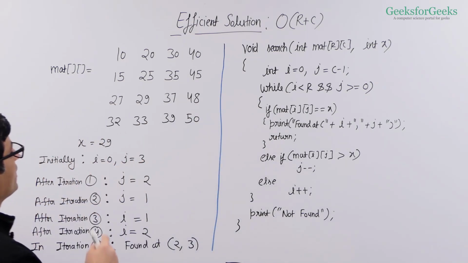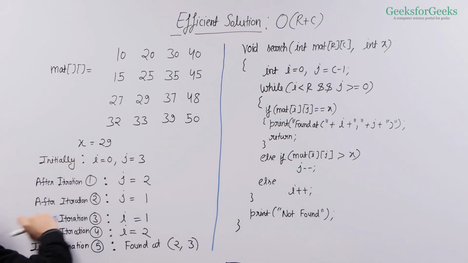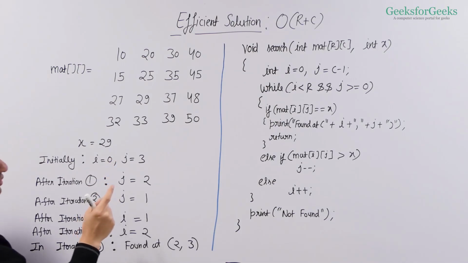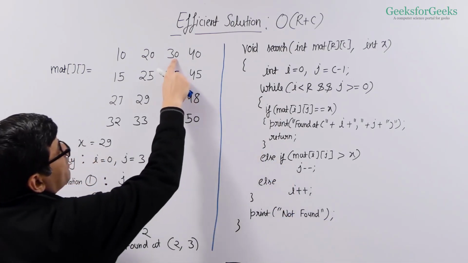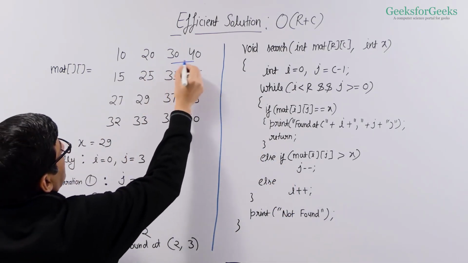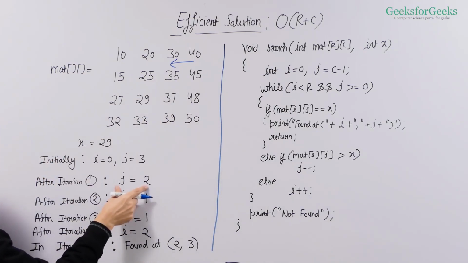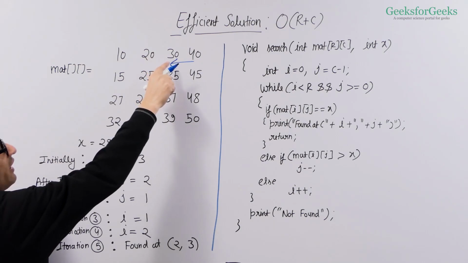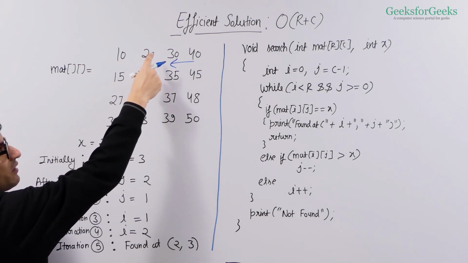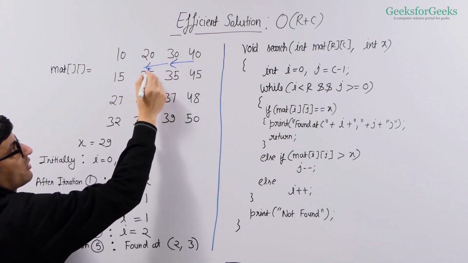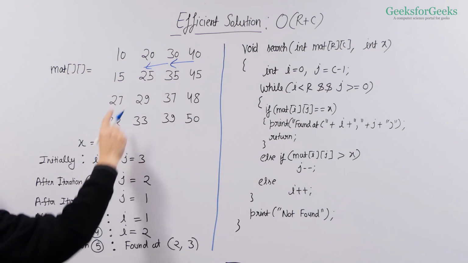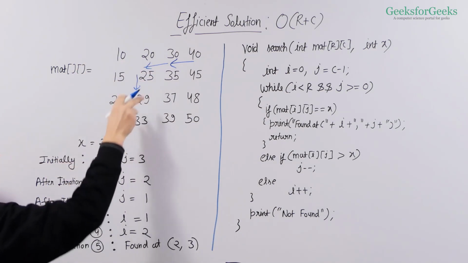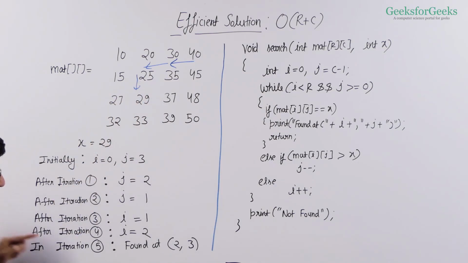Let's understand this with the 29 example. We begin from here. 29 is smaller, so we fall into this case. We do j minus minus, we come here, right? So I've written the j value here. These are the initial values. When I come to this point, I see that it's again greater than x, so we come here. Now this is smaller than x, so we do i plus plus. And when we come here, we find the element, right?